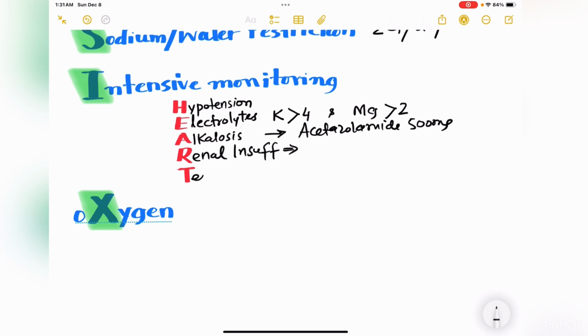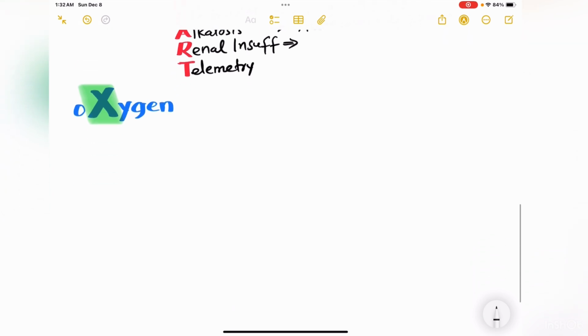T is for telemetry. As patients with heart failure are at increased risk for arrhythmias, that's why we need to monitor these patients on telemetry. The last but not the least is oxygen therapy.